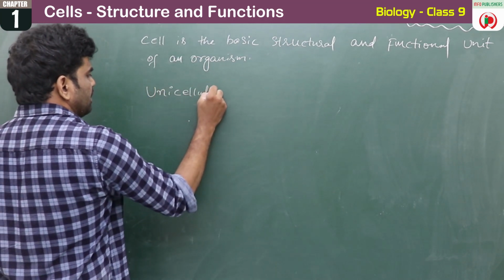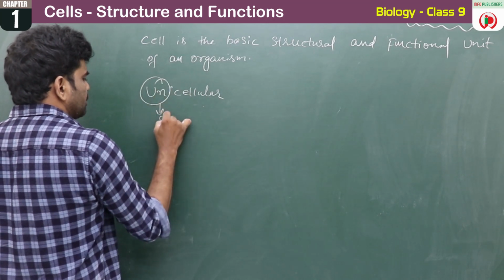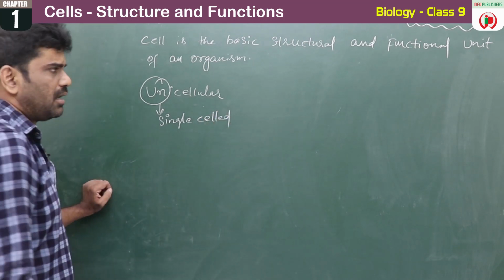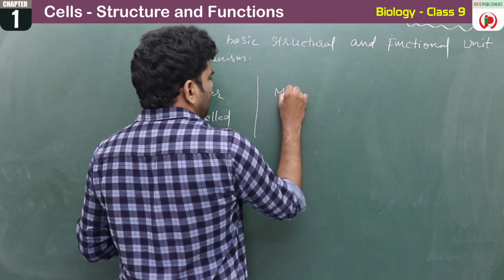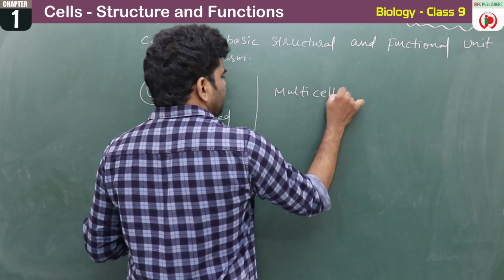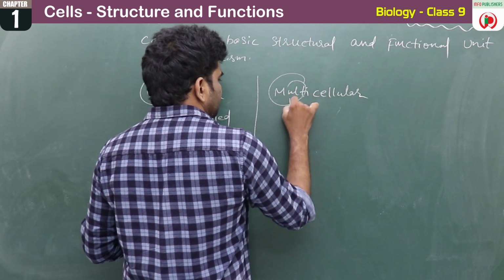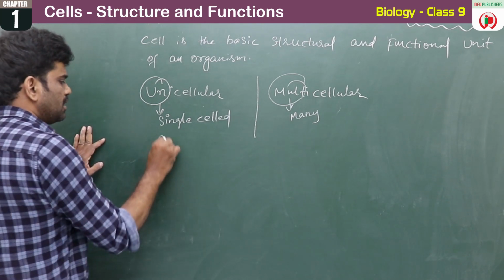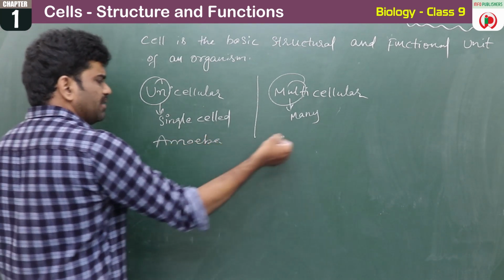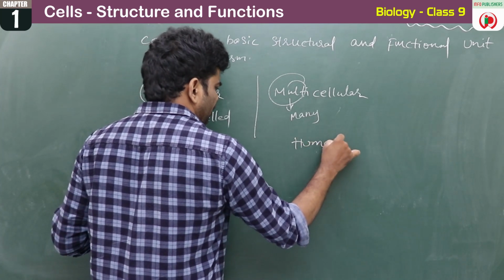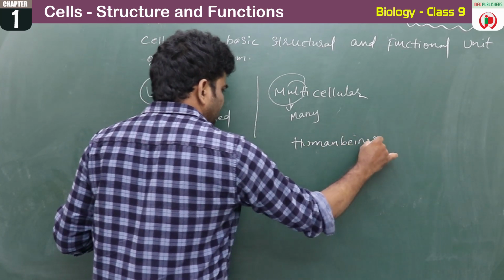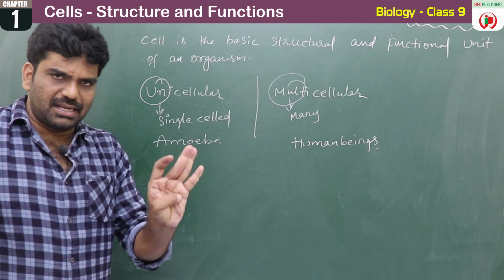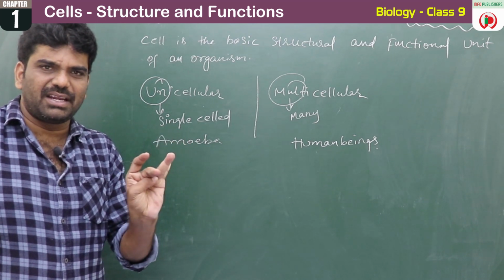Unicellular, so uni means single, so the organisms with single cell are called unicellular organisms. And you have already learnt about multicellular, multi means many cells. Best example of unicellular is amoeba. And for multicellular you can write anything: human beings, cow, goat, rat, buffalo, plants. All these are multicellular organisms. So you have learnt about the cell, its shape, structure, discovery, all these things.